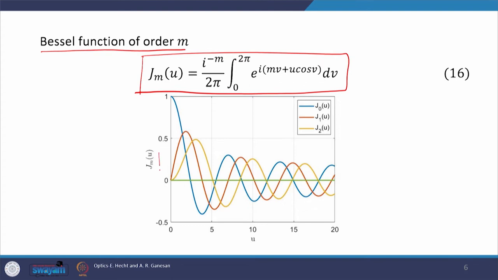If you plot this Bessel function with respect to the independent variable u, then what you see is that for different orders of this function, where m is the order of the Bessel function, you see different kinds of variations. For 0th order you get this type of variation, for first order this type of variation, for second order this type of variation. These are the functional forms of the Bessel function of order m.